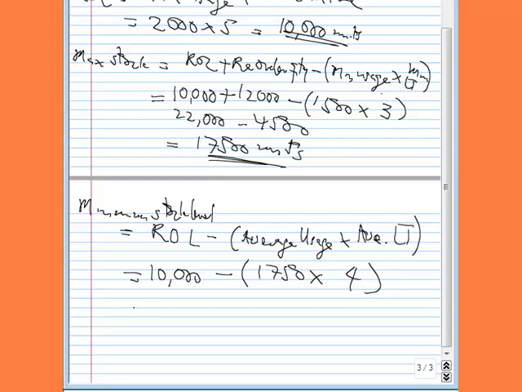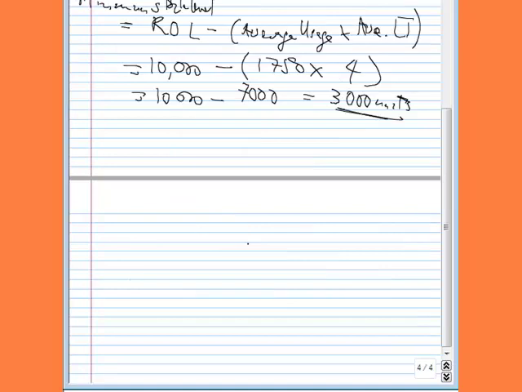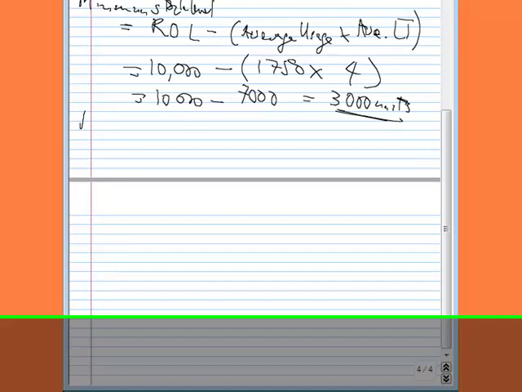So that's 10,000 minus 1,750 times 4. That should be 7,000. Let me confirm. Okay, I think I got it right. 7,000 units, and that gives us 3,000 units. So these are the three control levels.